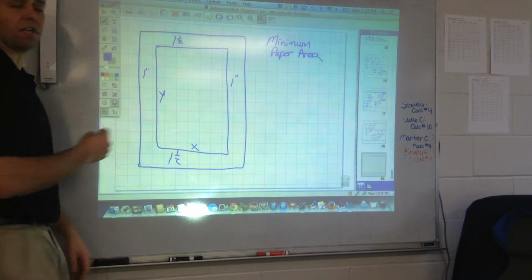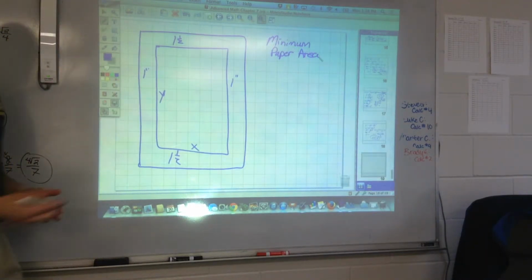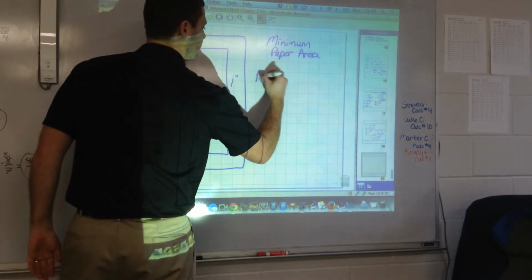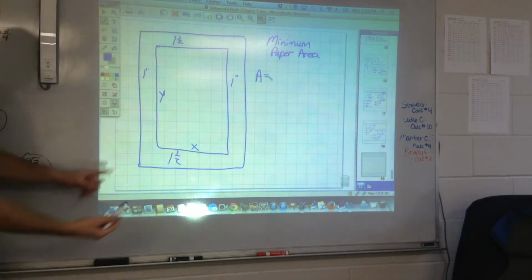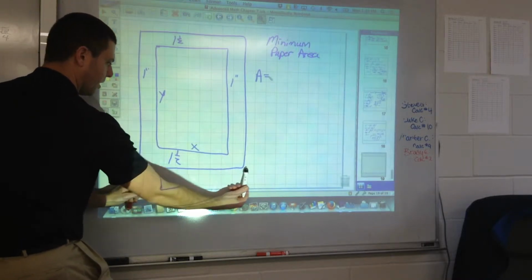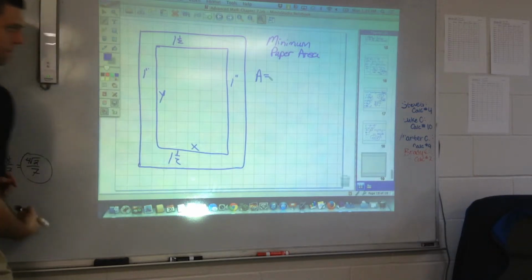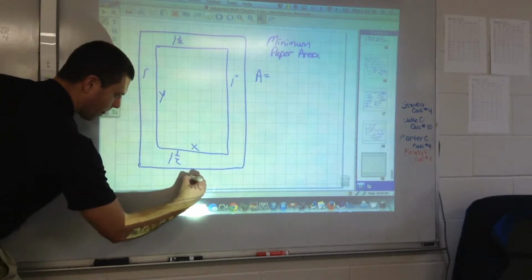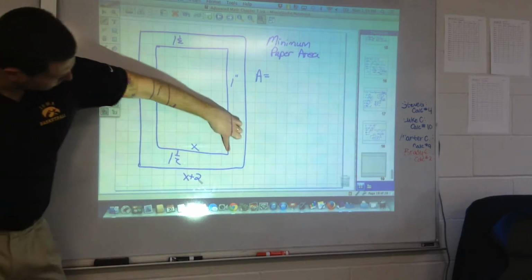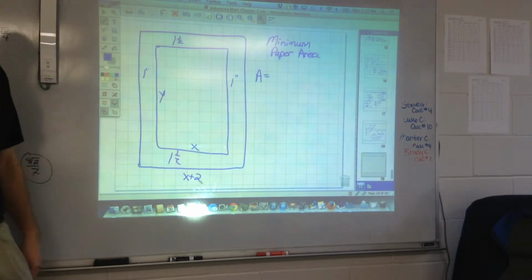So you're writing down an equation for the area of the entire paper? Okay. So the area of the entire paper, well, if I'm calling this x here, but I need to go all the way across the bottom. How far is this? x plus 2. Because from here to here is x, that's another inch right here, that's another inch right here, so x plus 2.